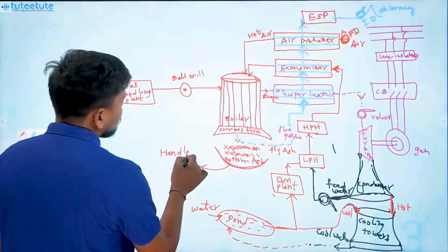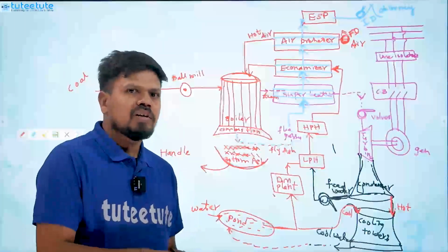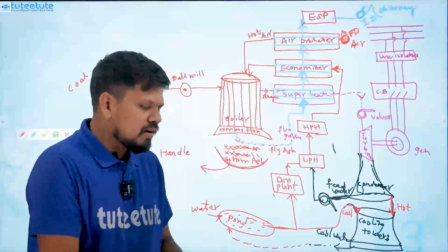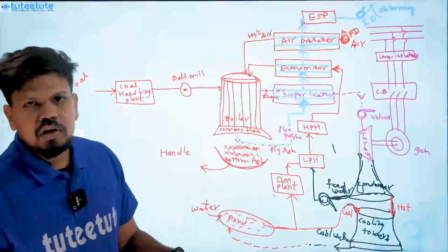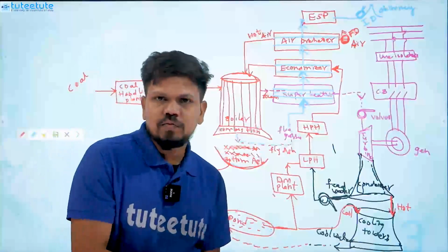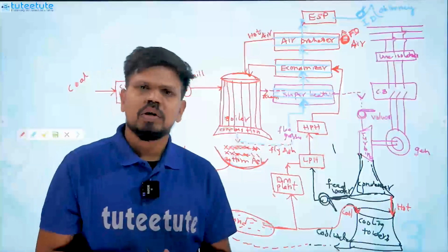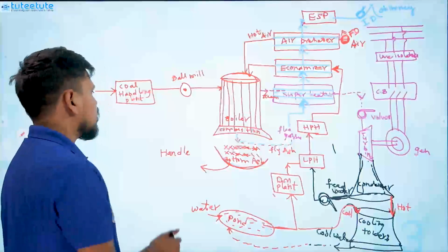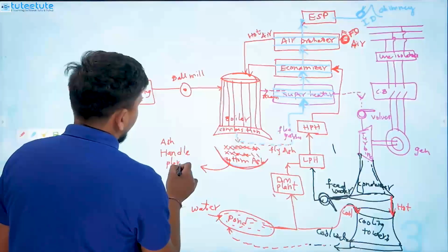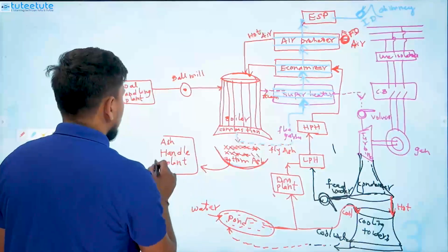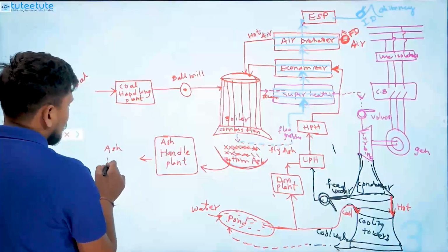Handle means it should not be put outside, otherwise whatever is near it will be damaged. Even the earth surface may be damaged; if it is placed near the fields, it may damage our cultivations. That's why we should not place these things there. So we have to handle this. There will be an ash handling plant, where we handle this ash and dump it in the ash dump.